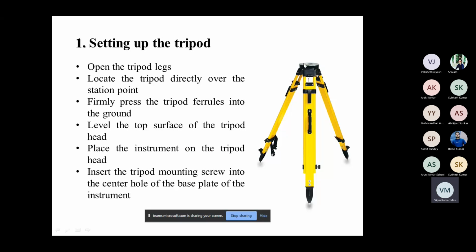Then you have to place your instrument on the tripod. So this was the setting of the tripod. Once you set up, open your 3 legs, put it on the ground, place it over the station point, level it, and place your instrument on the tripod head. Once you place your instrument over the tripod head, you have to attach the instrument and this tripod. You have to use this mounting screw which is given in the tripod, and fix the instrument and the tripod. So this was the first step.